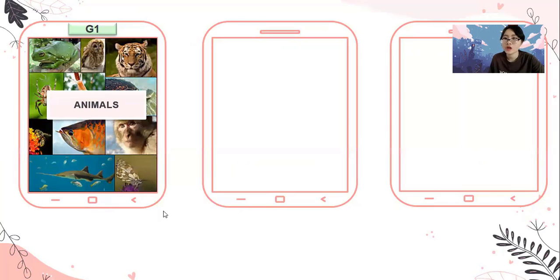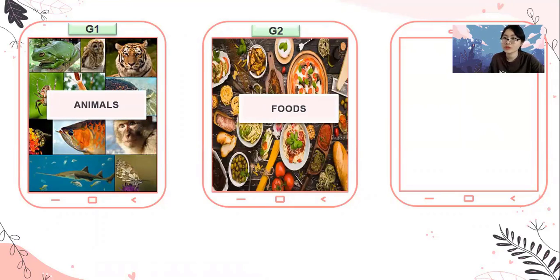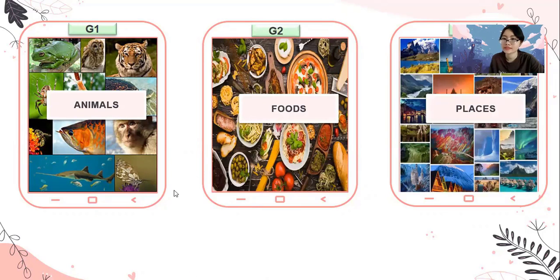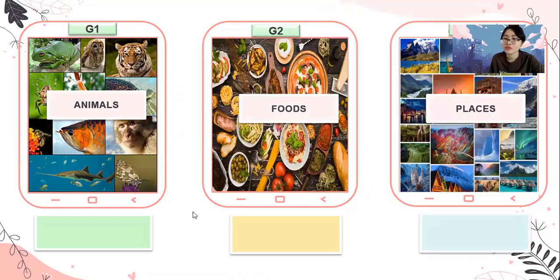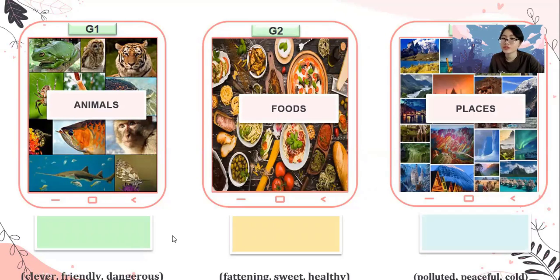Group 1, your topic is about animals. Group 2 is about foods. And the final one for group 3 is places. All you have to do right now is to write down the 3 objects that are related to your topic and make 2 sentences to compare them. You must use one comparative sentence and one superlative sentence. Here are some suggested adjectives for you. You can choose any of them if you want.